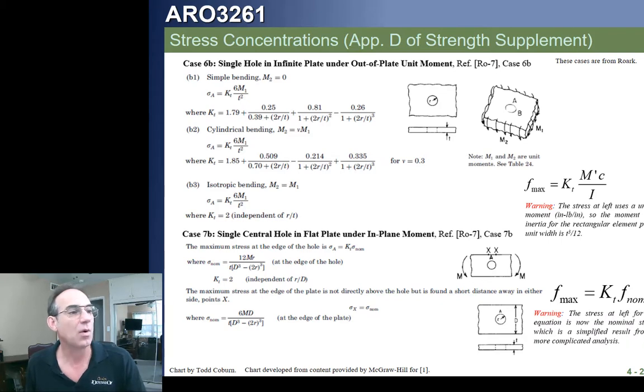Okay, in this lower one, you've got to watch out because what it gives us is a different formula for the nominal stress, and you're going to apply your K sub T against that. So whenever you enter one of these tables for equations, make sure you read that and understand: is this applied to the normal stress, the net stress, the My over I stress, or is it applied to some other nominal stress that it provides?